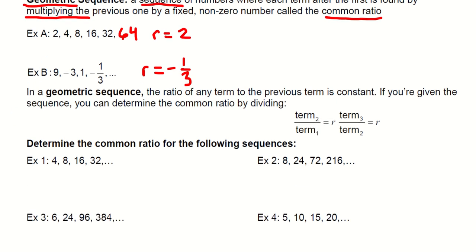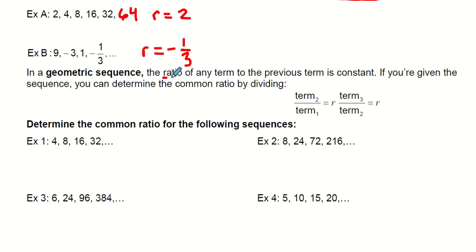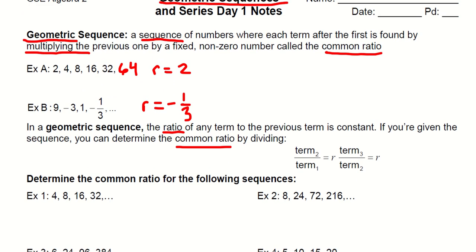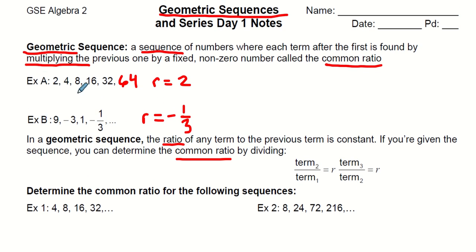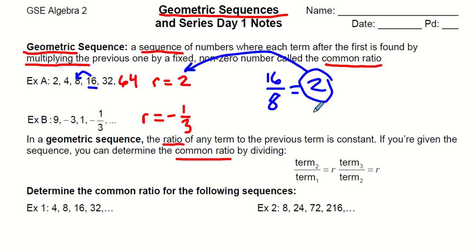In a geometric sequence, the ratio of any term to the previous term is constant, meaning it's the same number, and we call this the common ratio. The way we find that is taking any term and dividing by its previous term. To show you what I mean, if I'm looking at example A, if I choose any term, let's say 16, and I divide by its previous term, which was 8, what do I get? What's 16 divided by 8? It's 2. And 2 would have to be the common ratio, which we already talked about.